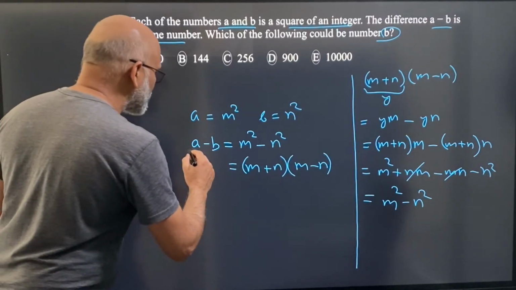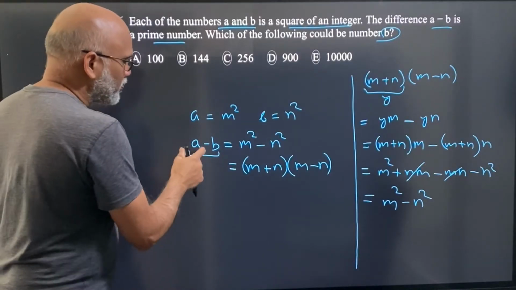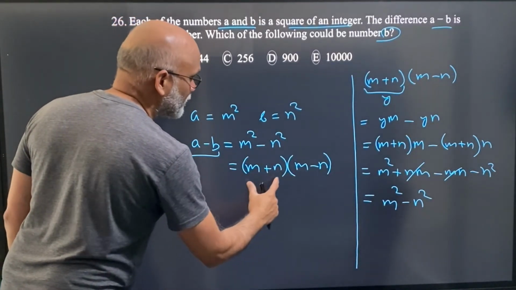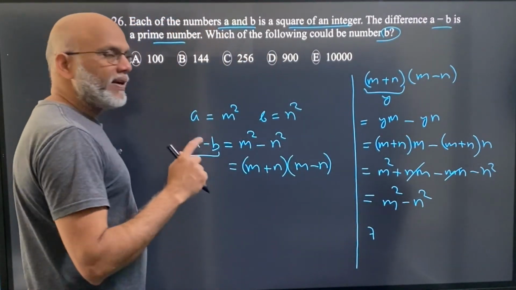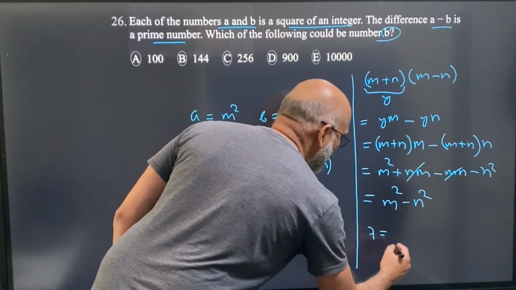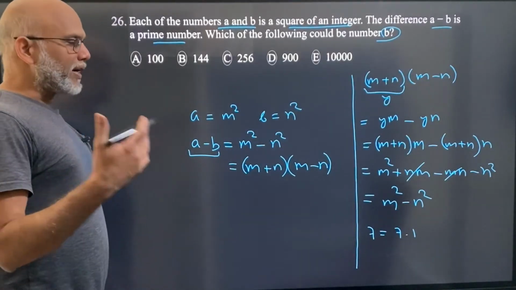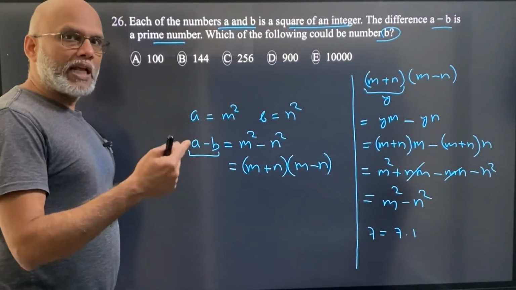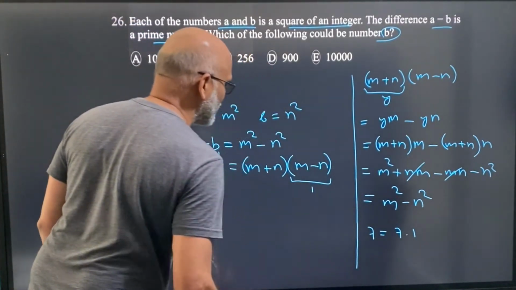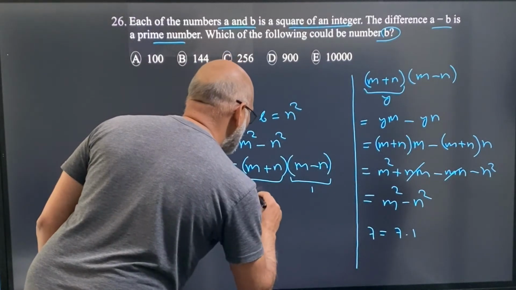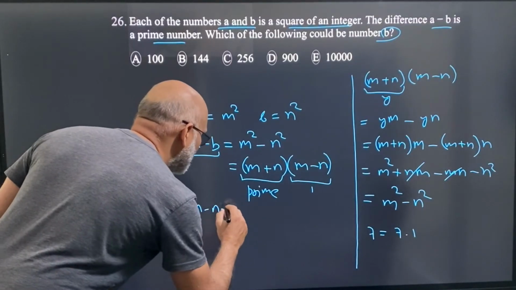All right, so a minus b is a prime number, that is given to us. A prime number can be written as a product of two numbers. So let's take an example. Let's say 7. How can I write 7 as a product of two numbers? The only way I can write that is the number itself times 1. That is the only way. That is the definition of a prime number, right? So the factors of a prime number are the number itself and 1. So here, then the smaller of the two, m minus n, has to be 1, and the other factor has to be prime, right? Then m minus n is equal to 1.